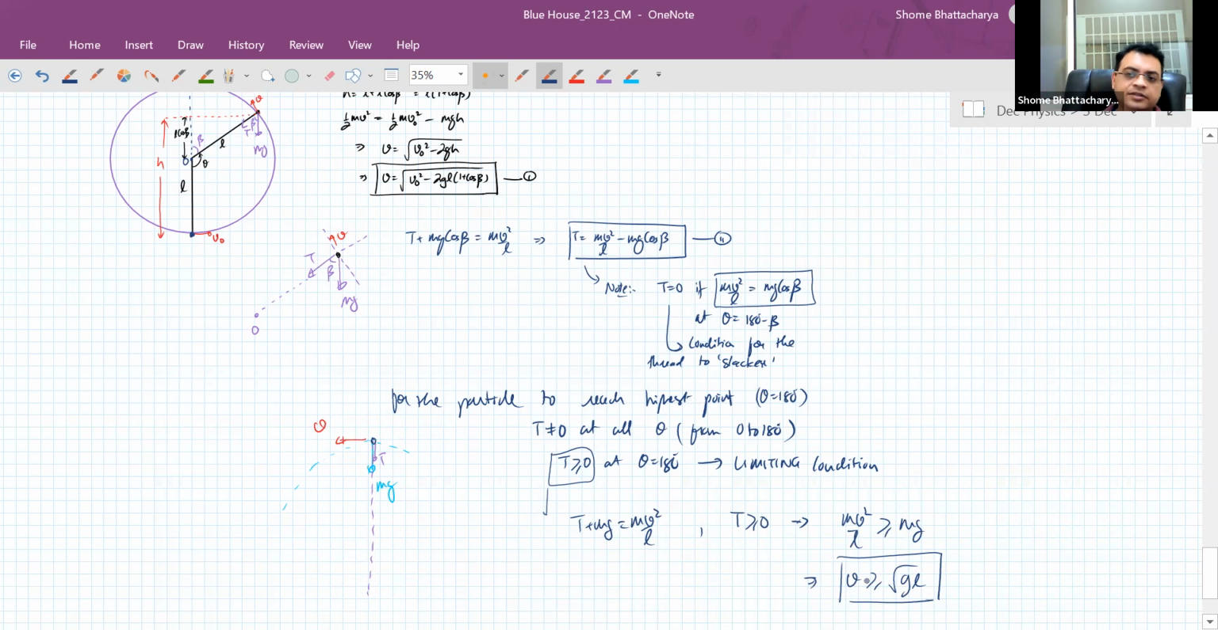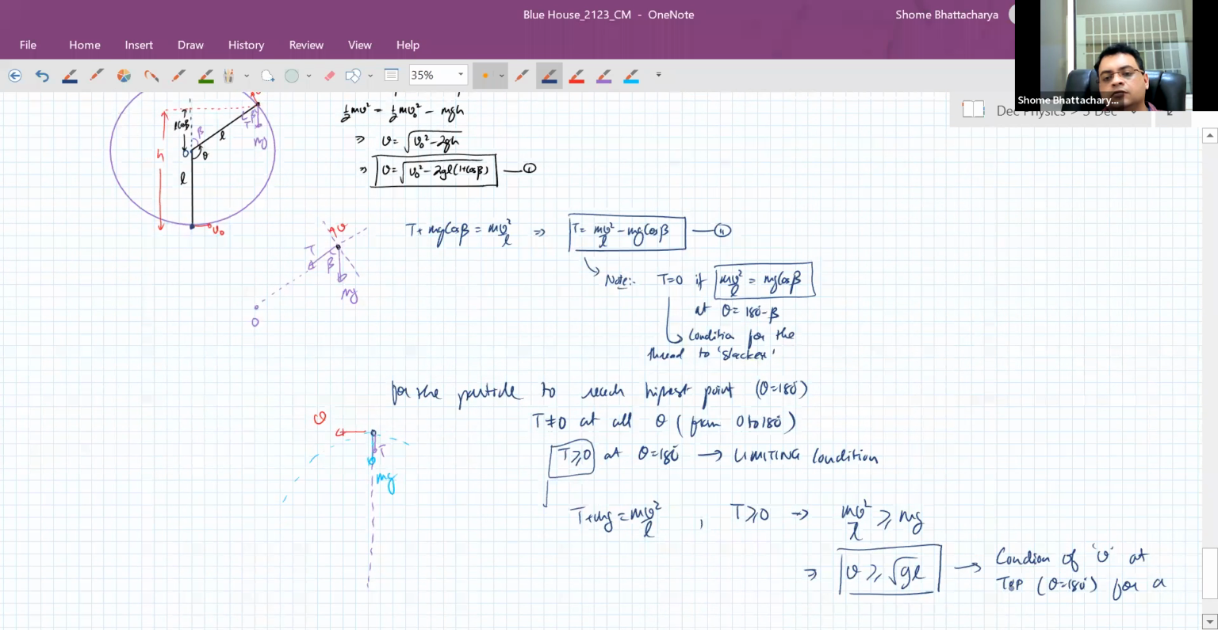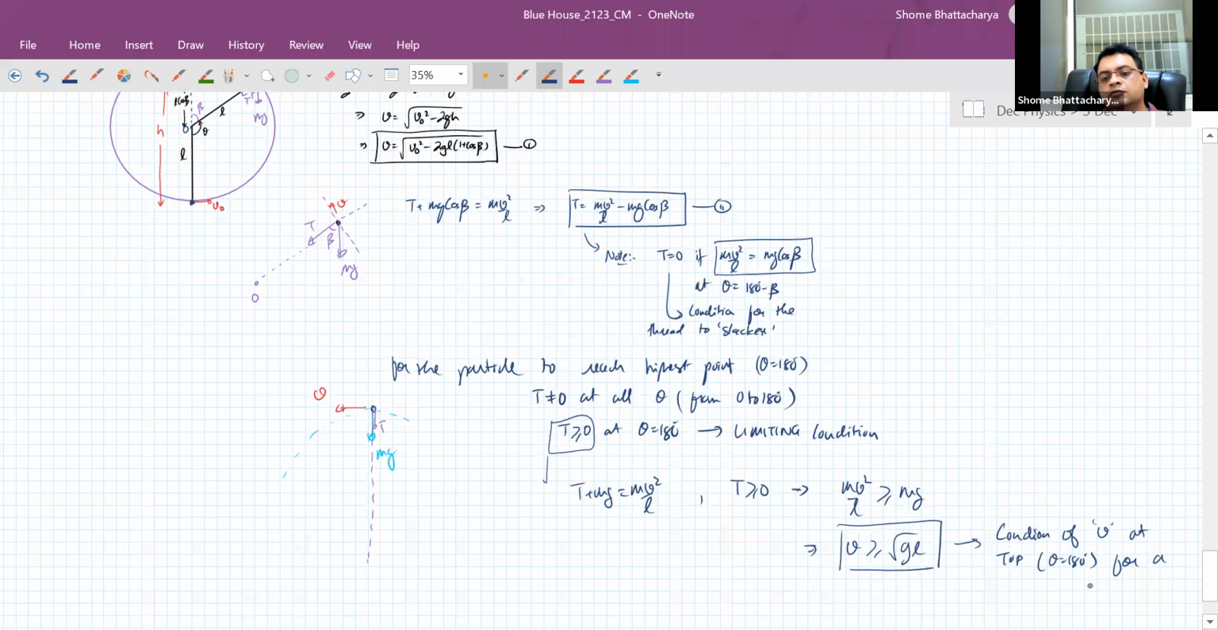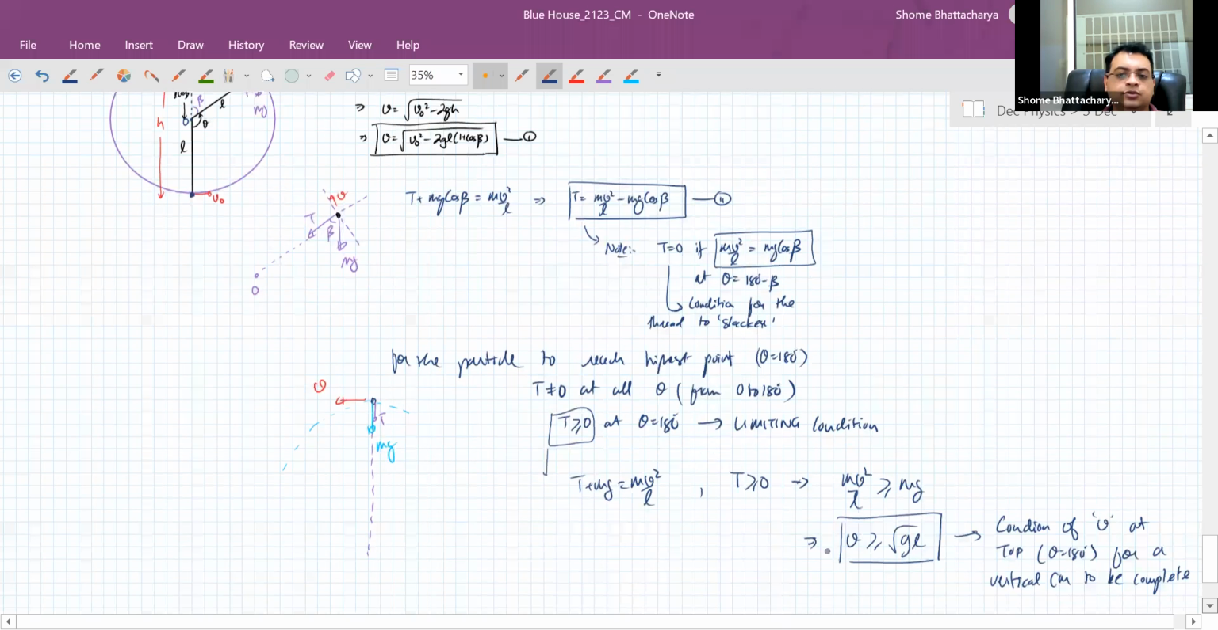If I've ensured that, then I've ensured that the string is always tight. So it's always remaining in that circular path. The string is not slackening. Okay, so this is the condition on V at the top, that is theta equal to 180 degrees, for a vertical circular motion to be complete. If a particle is completing vertical circular motion, then when it reaches the top, it has a speed of greater than or equal to root gL.